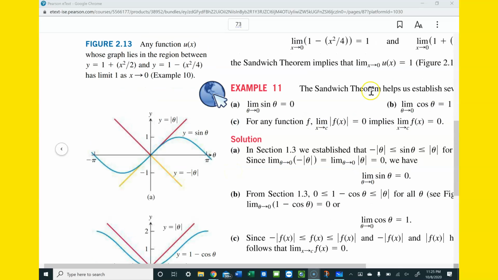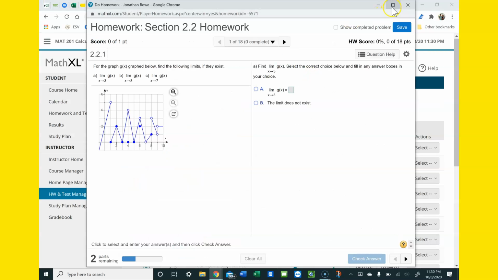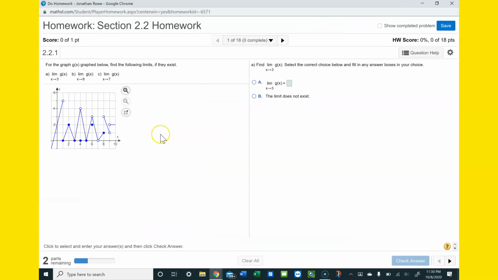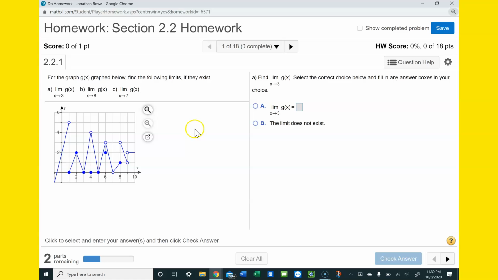All right, and that is the end of the textbook material. All right, let's look at just a few problems from 2.2 homework. Make sure we understand how to do this stuff. So it says we're finding the limits graphically, based on this graph. All right, so the limit of g of x, this function, as x approaches 3.